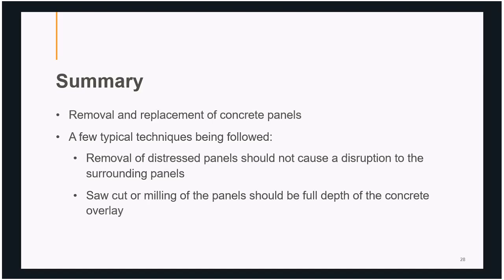So here we'll talk about a few typical techniques that we have found from the literature review. One of them is that the removal of distressed panels should be conducted in a way that the milling action does not cause a disruption to the surrounding panels. So in this case, saw cut or milling within 6 inches from the edges of the panel may be beneficial. It is also recommended that saw cut or milling of the panels be conducted at the full depth of the concrete overlay. A few sources stated to even extend the milling beyond 1 inch into the underlying asphalt.